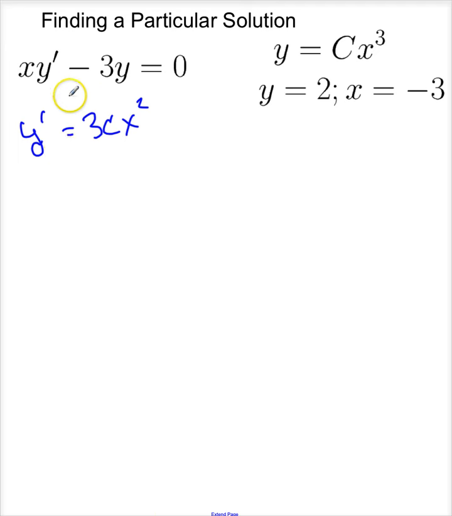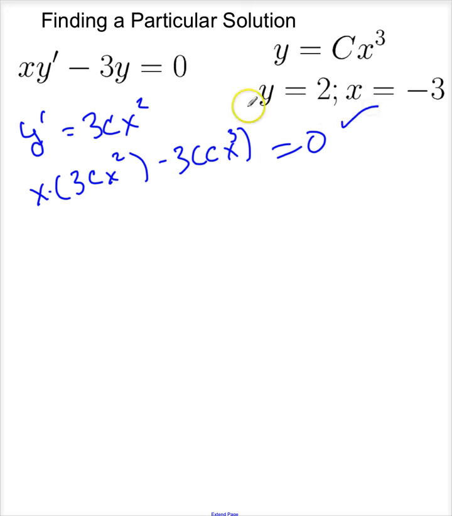I want to verify this is a solution just because this is a good habit. So x times 3c x squared minus 3 times c x cubed. Okay, this is 0, so indeed it is a solution.